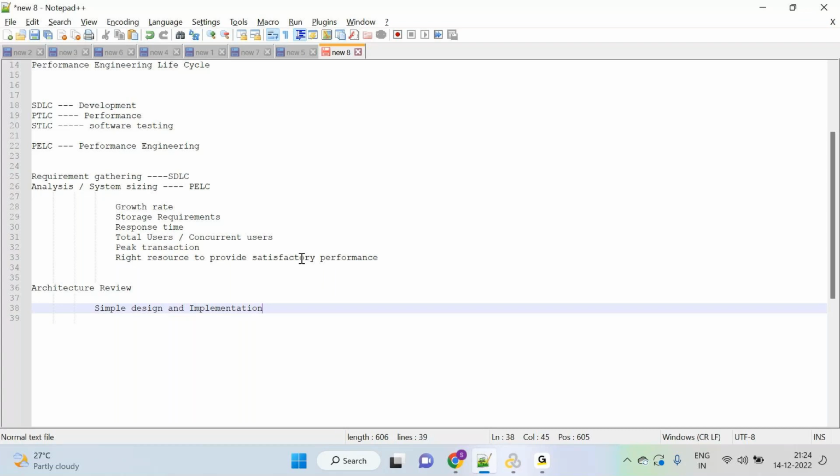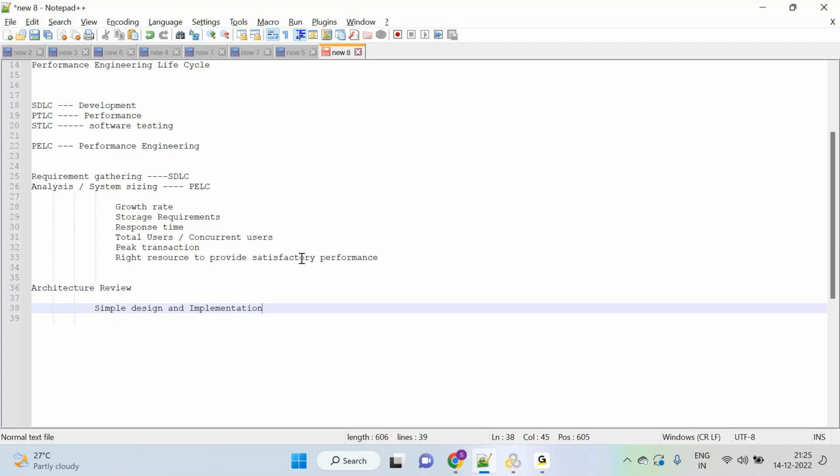Which means that your architecture should be simple enough that you can easily understand how the navigation is actually happening from one system to the other system, and how the data is actually traveling from one system to another. So that's the reason I'm saying your architecture should be simple enough, and the navigation should be very, very easy to understand.